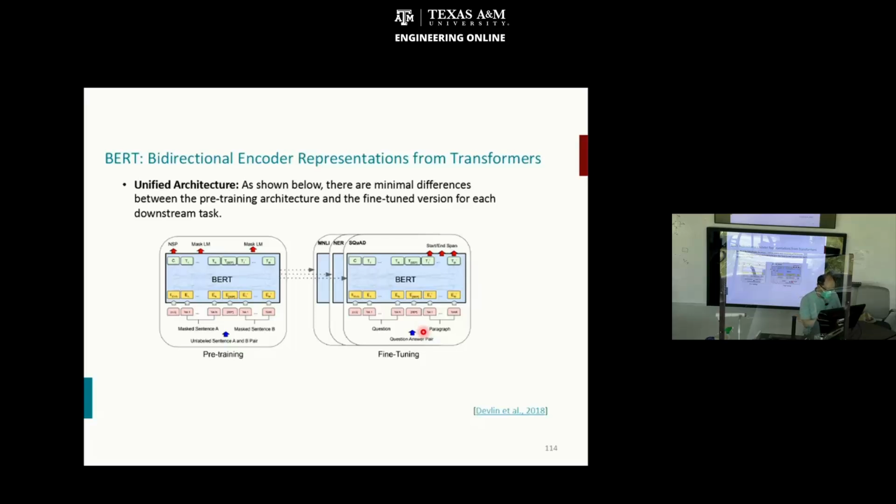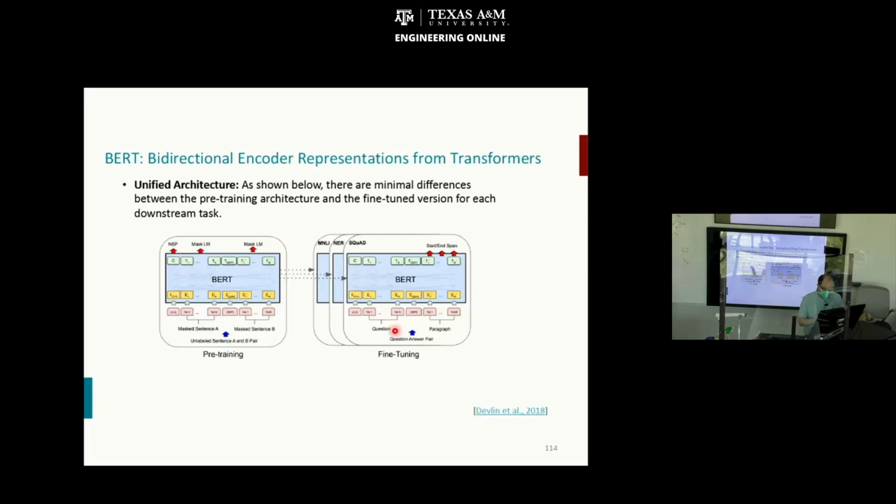So it's very simple. You see, it's a very similar architecture. In the pre-training stage, you have this masked language modeling. And in the fine-tuning stage, you actually have very much the same architecture, but this could be a different task. This could be a task like question asking and answering.